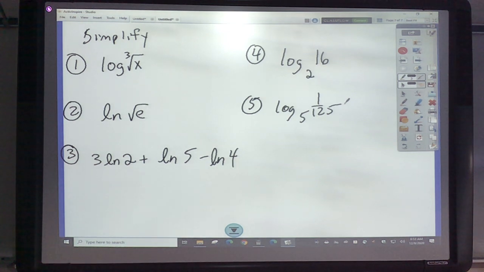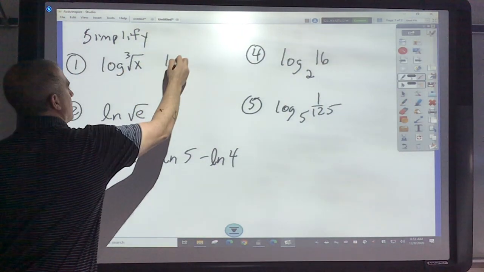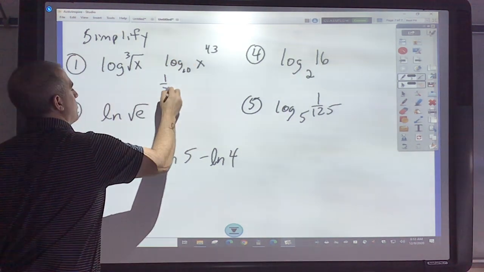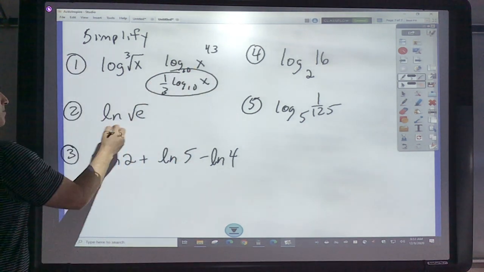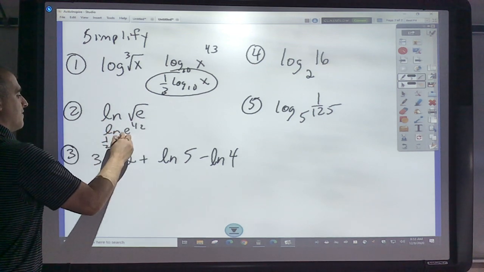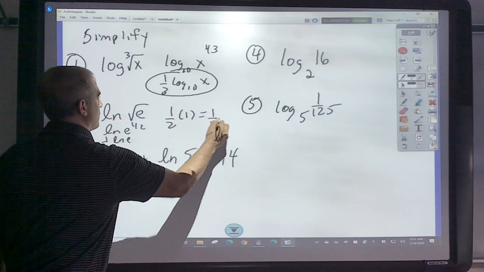Go ahead and pause your video and work on those. Okay, the way this would simplify, this would be log, if you want to do base 10, that's fine, x to the 1/3. The 1/3 would move down in front. That's all you can do there. This would be natural log of e to the 1/2. The 1/2 would move down in front. We know that natural log of e is 1. 1/2 times 1 is 1/2.